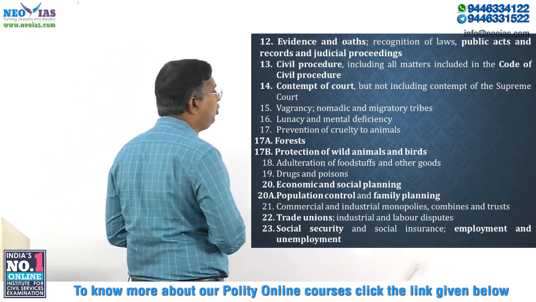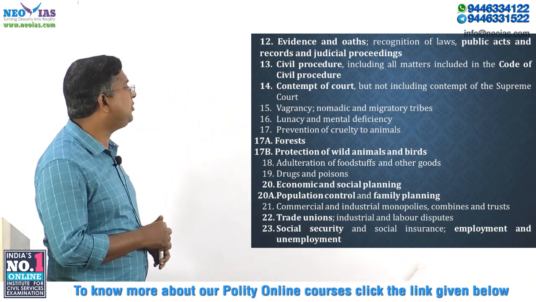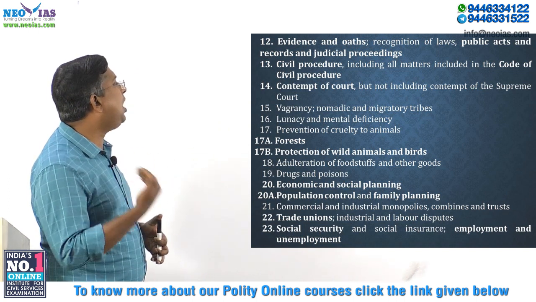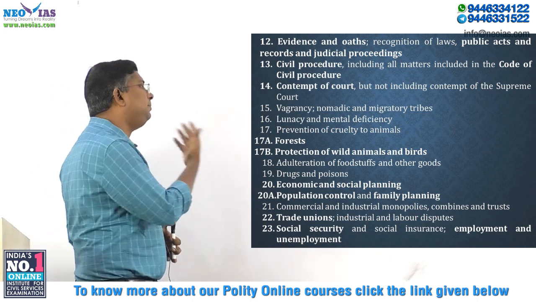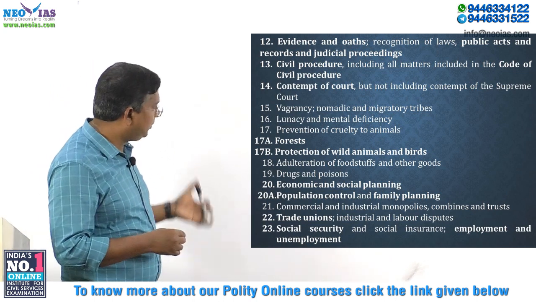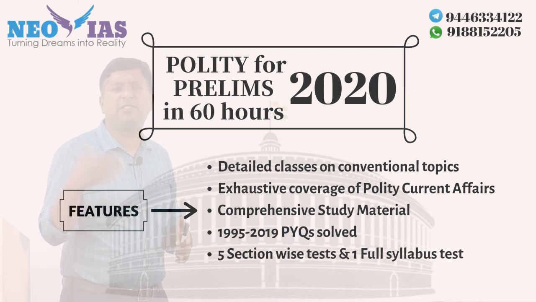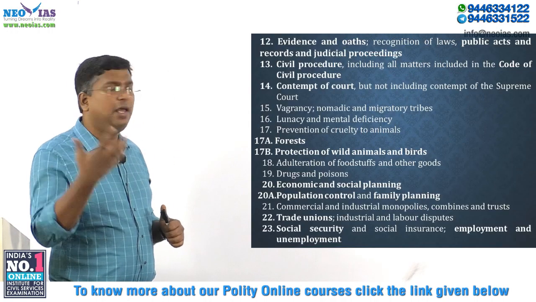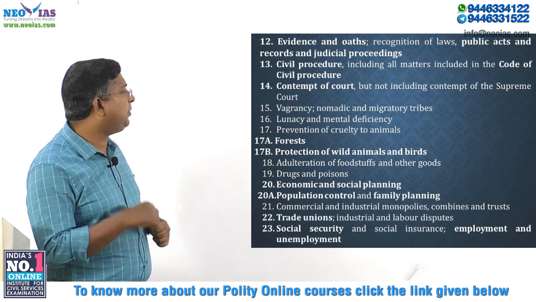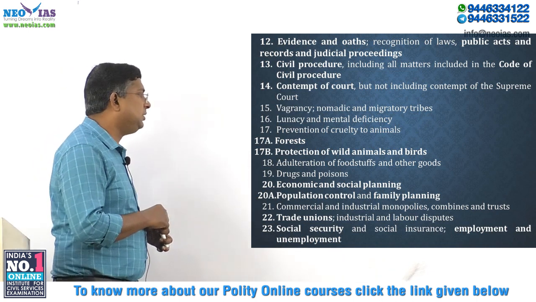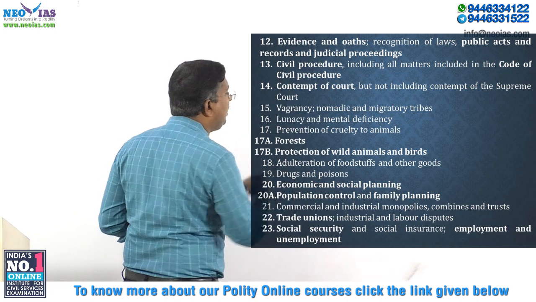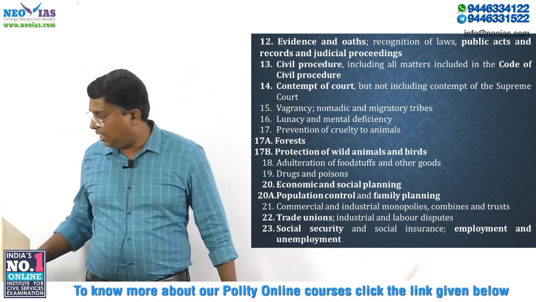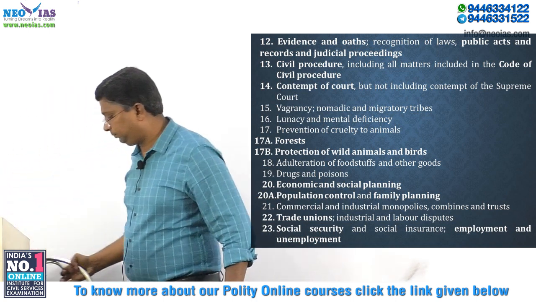Then contempt of court, but not including contempt of the Supreme Court, comes under the concurrent list. Then vagrancy, nomadic and migratory tribes comes under this concurrent list. Vagrancy means homelessness. Then lunacy and mental deficiency, mental related issues, comes under the concurrent list. Then prevention of cruelty to animals comes under the concurrent list.